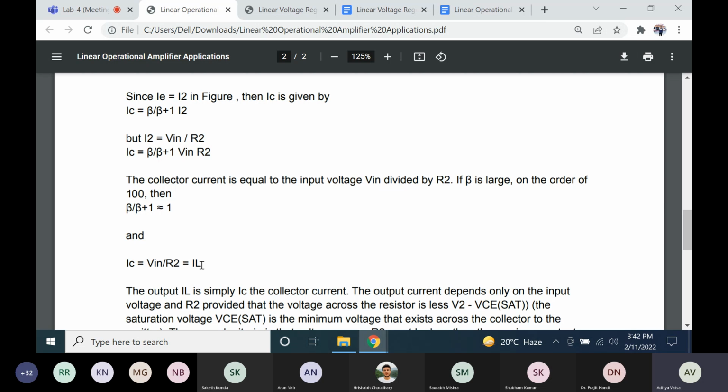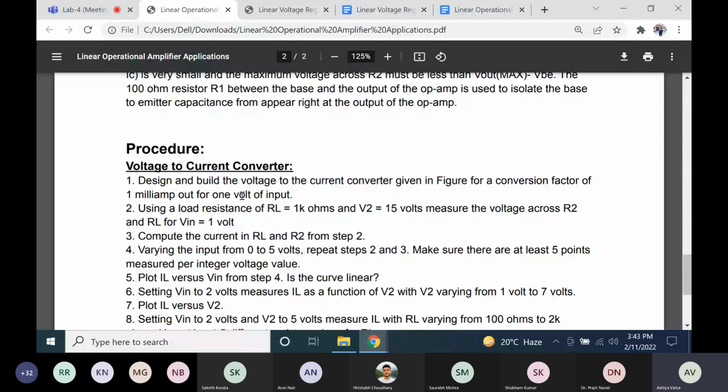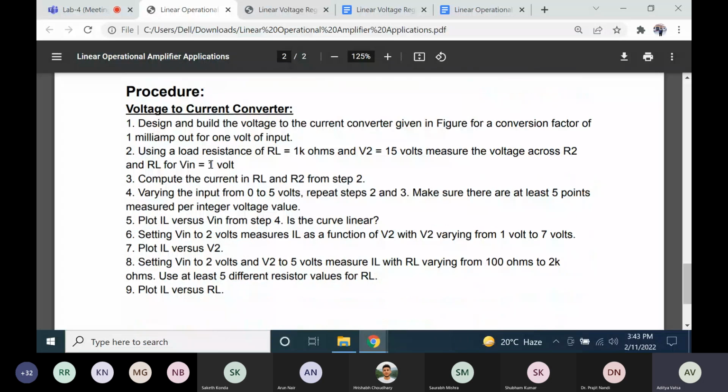So we started with the V in voltage, and now we have a load current IL, and with the help of R2 we divide it. So here are the steps we need to do. Design and build the voltage to current converter given in the figure for a conversion factor of 1 milliampere output for 1 volt of input.